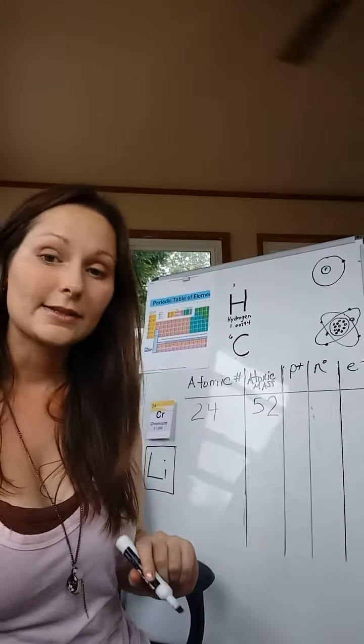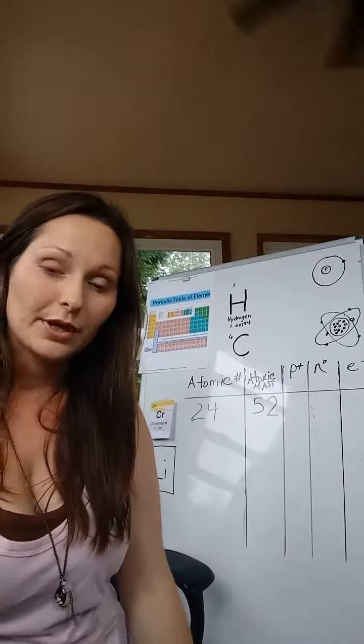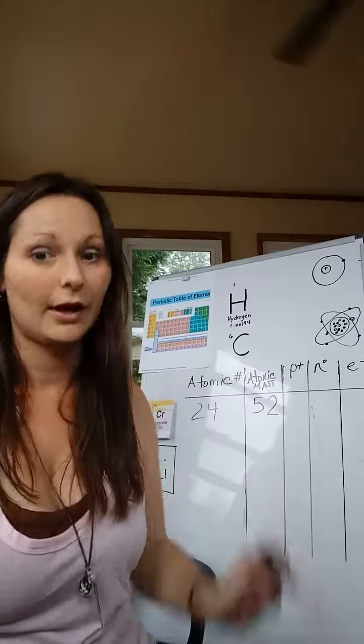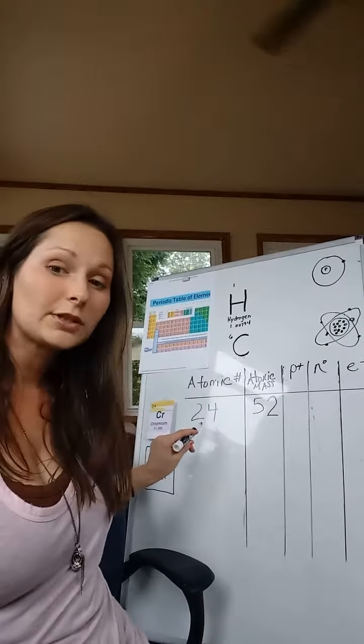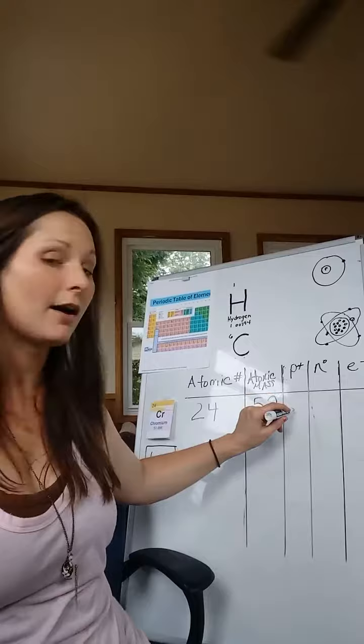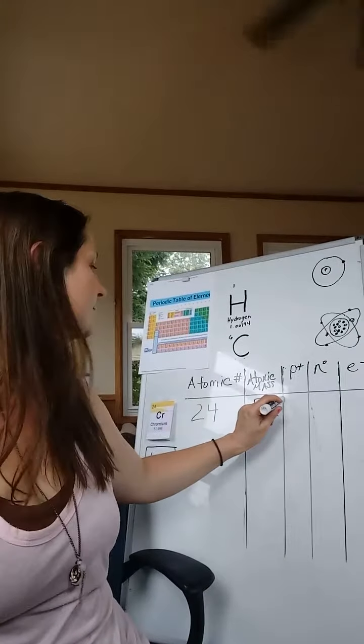Okay. Next thing, however many protons we have, that's how many electrons we have. So if our atomic number tells us we have 24 protons, we automatically have 24 electrons. So we'll write that down.